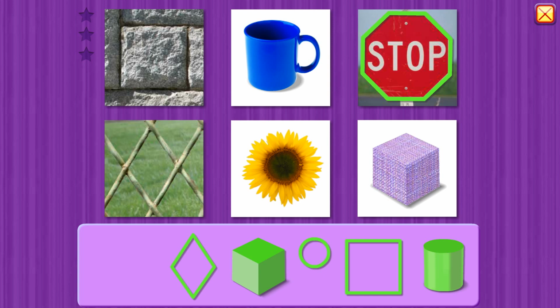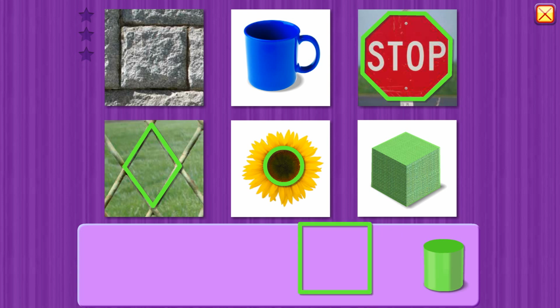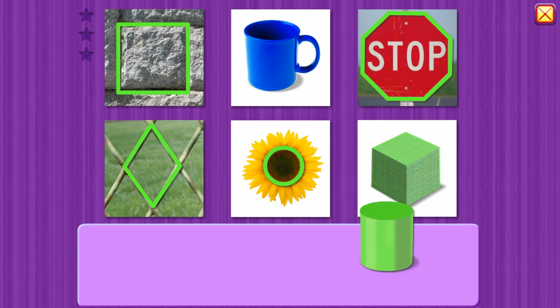Octagon. Rhombus. Cube. Circle. Square. Cylinder.